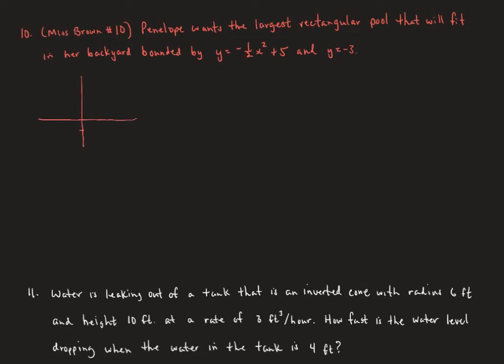So y equals negative 3 is going to be this horizontal line over here. Now, negative 1/2 x squared plus 5, we know is going to have a vertex at (0, 5) up here, and it's going to be a parabola that opens down. And so it's going to look something like this.